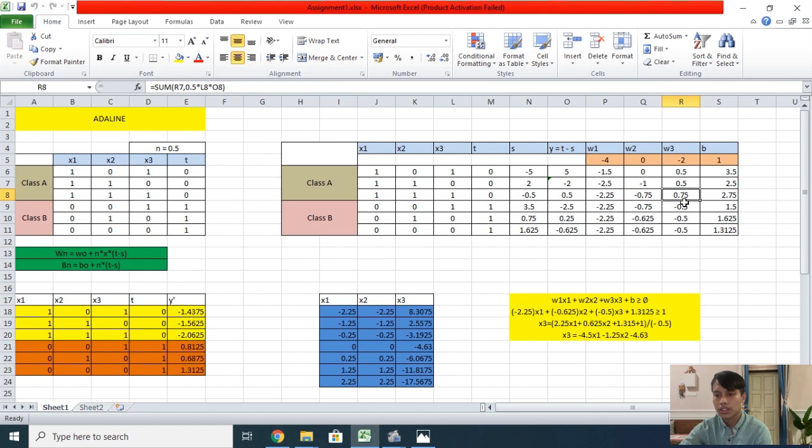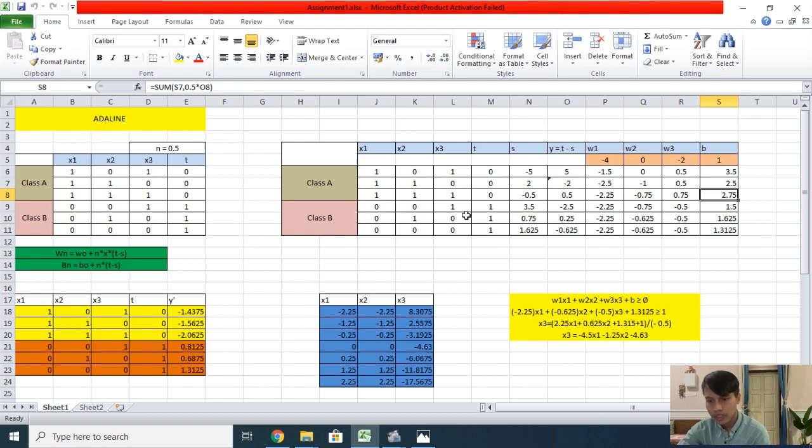And the w3, w old, is 0.5 plus 0.5 times the x, the value of x is 1, and times the 0.5, and we get the 0.75. And the bias b old is 2.5 plus 0.5 times the t minus s, which is 0.5. That's why we get the 2.75.